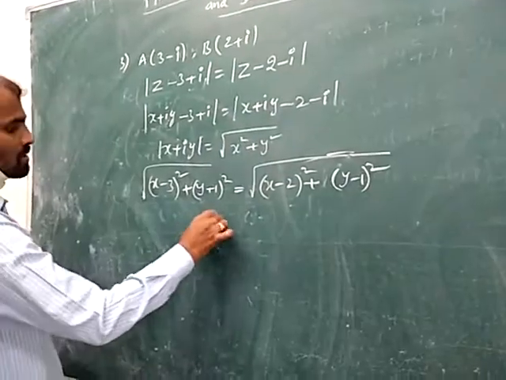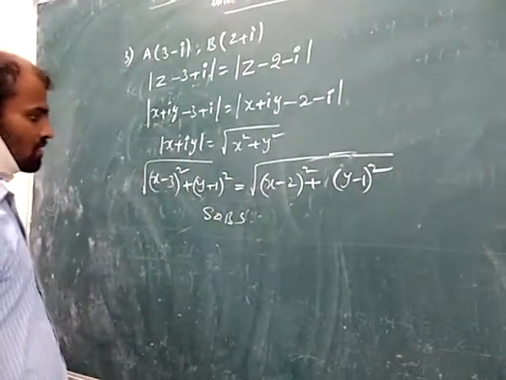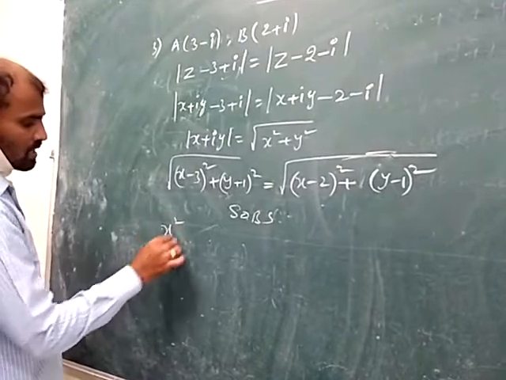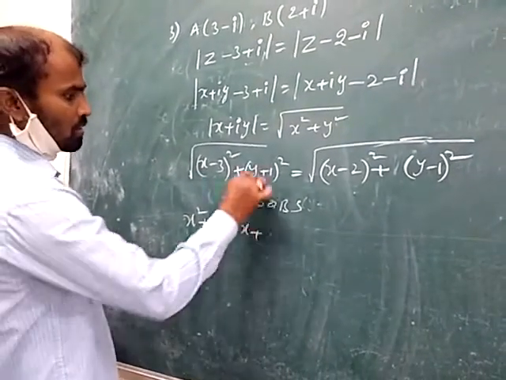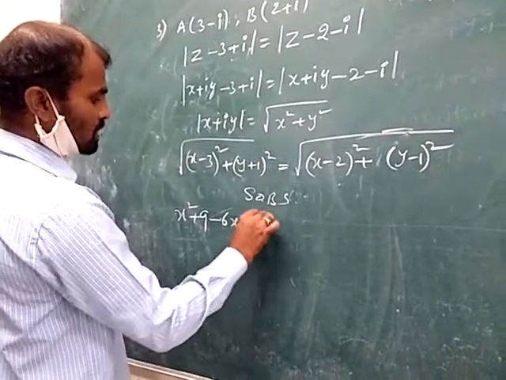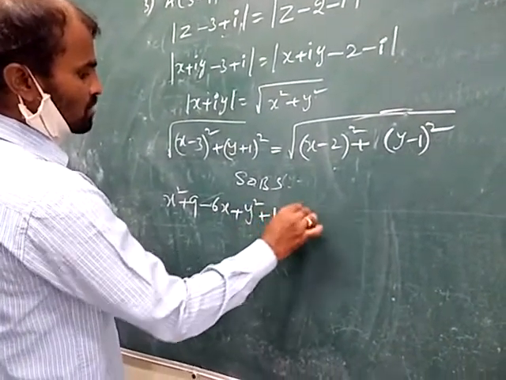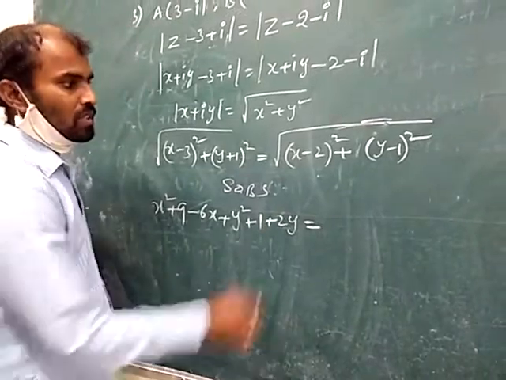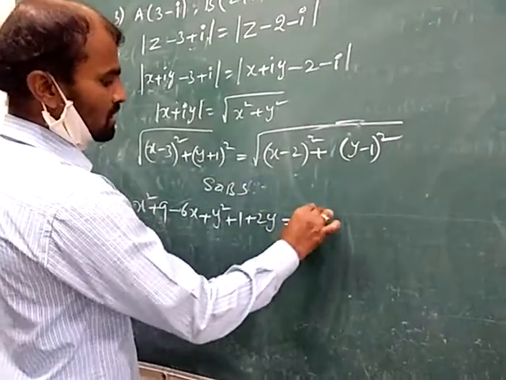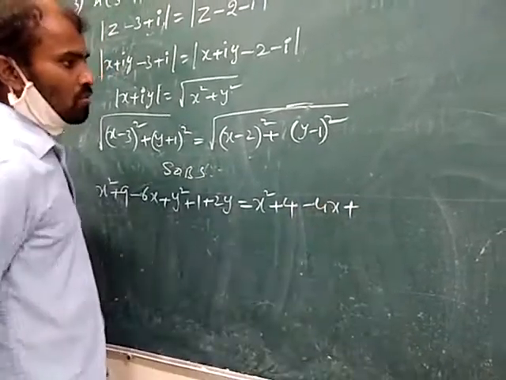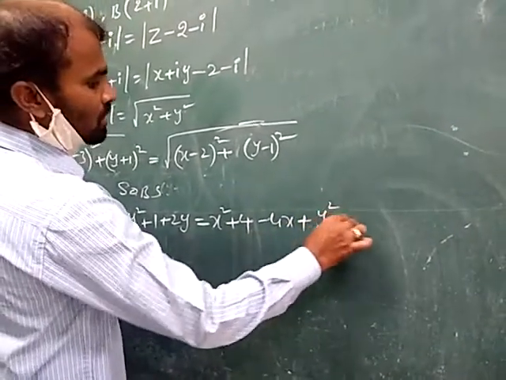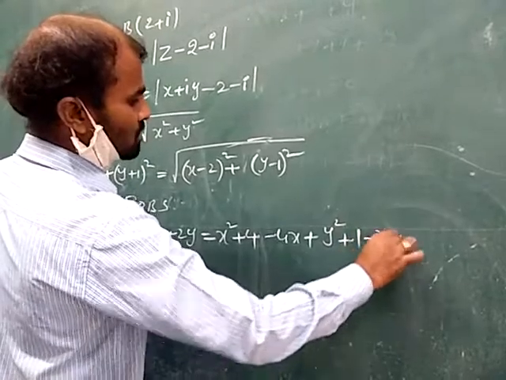Now solve, squaring on both sides. By expanding this, we get x square plus 9 minus 6x plus (y plus 1) whole square, which is y square plus 1 plus 2y. This is (x minus 2) whole square, that is x square plus 4 minus 4x plus (y minus 1) whole square, which is y square plus 1 minus 2y.